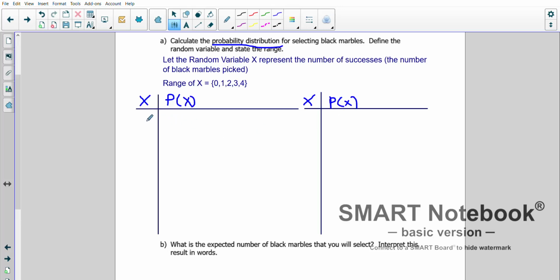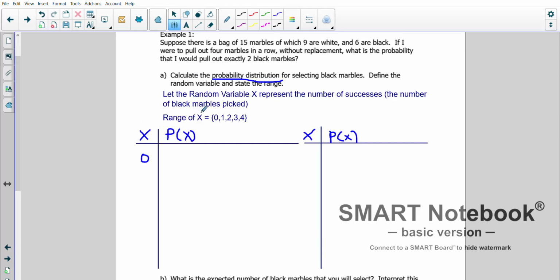So my first possibility: what's the probability that I pick out 0 black marbles? Well, there are 6 black and 9 white, so the number of ways I pick 0 black marbles is 6 choose 0, which means they're all white. So the number of ways I pick all white is 9 choose 4, over the total number of possibilities. There are 15 marbles total, so it's going to be 15 choose 4.